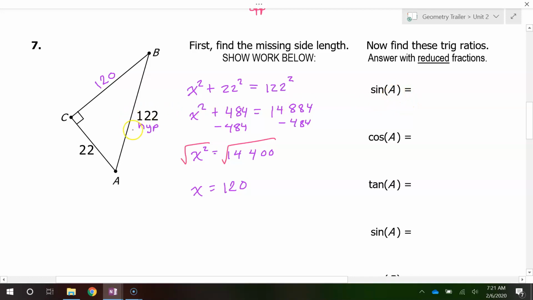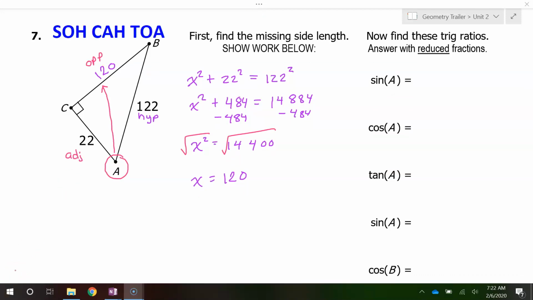Okay, so we have the hypotenuse labeled. The next several problems all involve angle A. So for now, I'm going to circle angle A, and I'm going to draw an arrow away from it, and that will point to the opposite leg. The other leg is the adjacent leg.